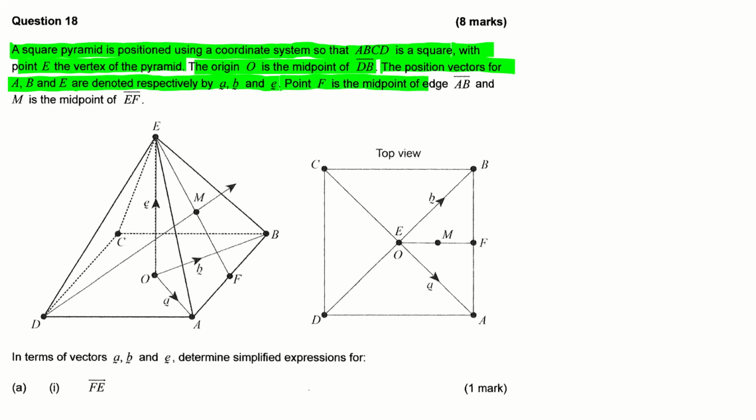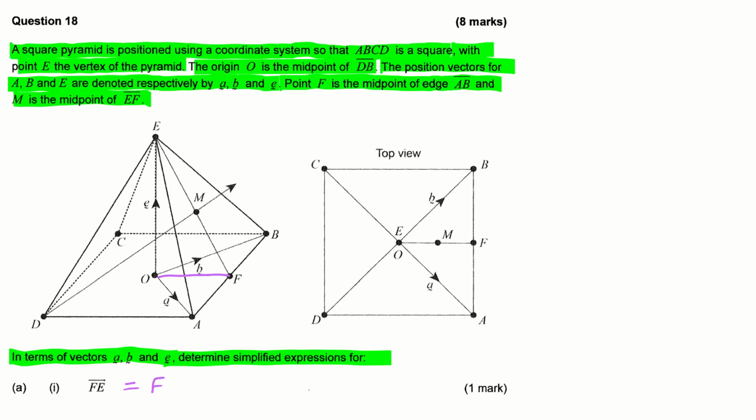Point F is the midpoint of the edge AB, and M is the midpoint of EF. In terms of vectors A, B and E, determine the simplified expression for FE. So we want to go from F to E. So we can do that by going from F to O and then going from O to E.